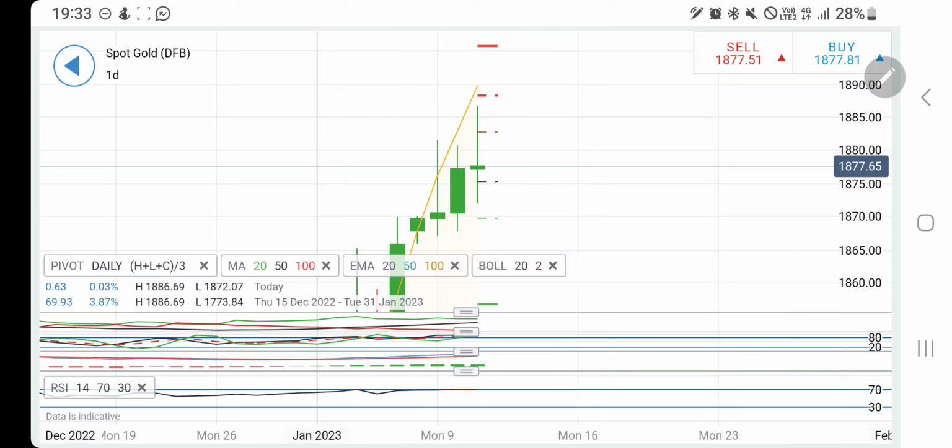Anyways, one can remain long for the month of January. That is what I have shared for the last 10 days, since the beginning of this year. I have been telling you one can stay long till the time gold trades above 1824. This needs to be remembered.